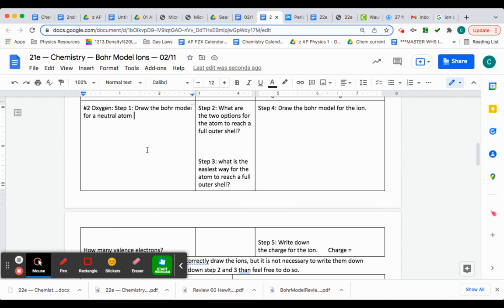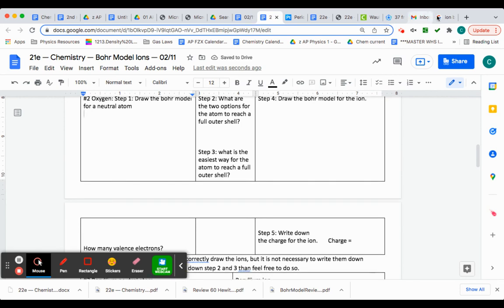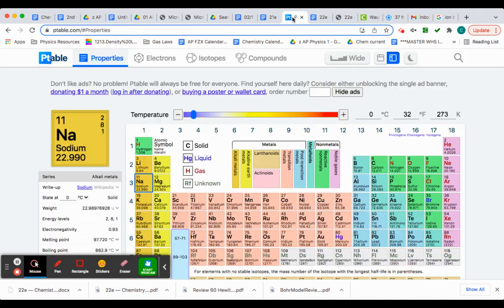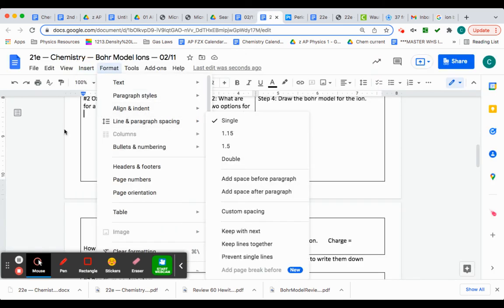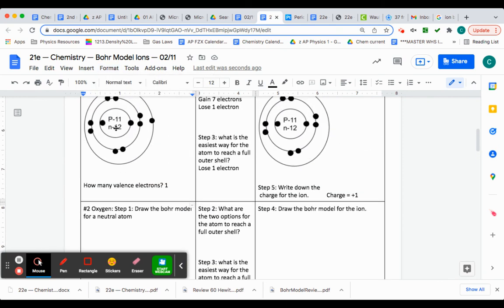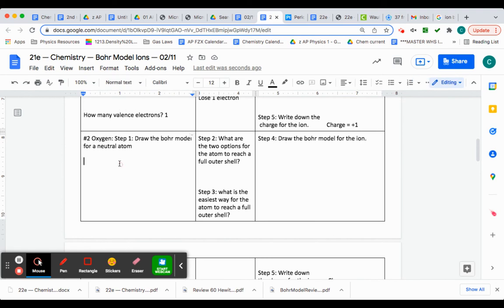So now we have oxygen here. Draw the Bohr model for a neutral atom. So I gotta come find oxygen. It's located here. I have 8 protons. My mass is 16. Therefore, my neutrons will be 8 as well. I am actually going to cheat a little bit. Copy this and then just edit it.